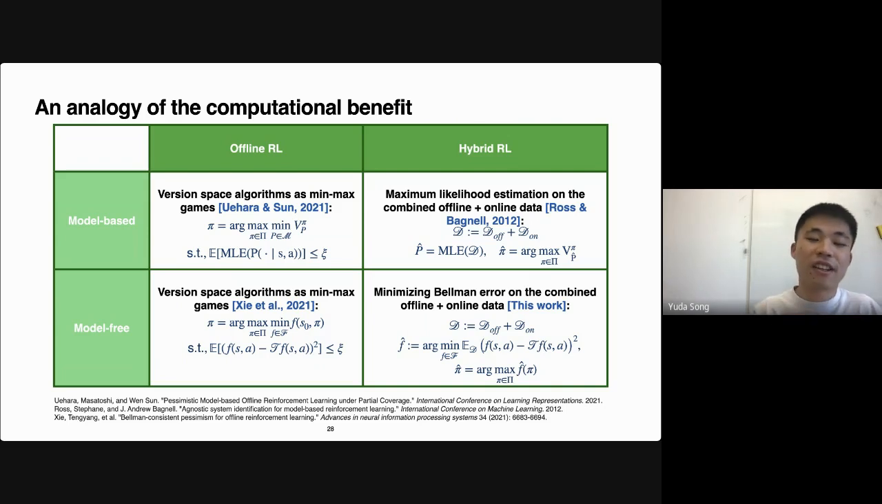And now, in this work, we introduced this analog in the model-free setting. In the model-free setting, in offline RL, if you want to do the general case, you still need to do the version space algorithm, finding the most pessimistic value function with small Bellman error. But in the hybrid setting, with least square regression, you can just find a policy that has small Bellman error on the combined offline and online dataset. Then you're pretty much done.